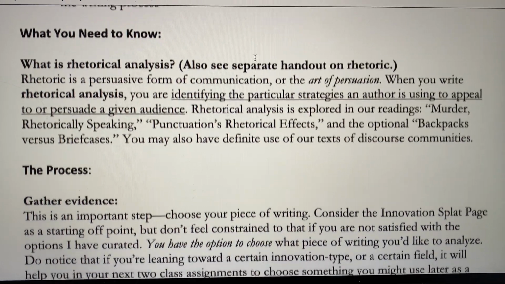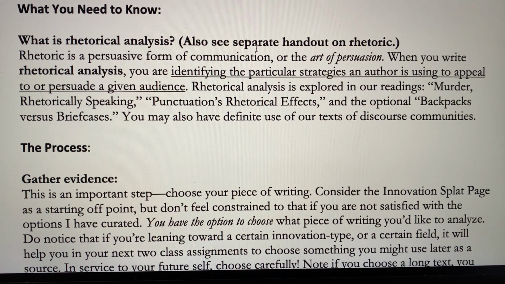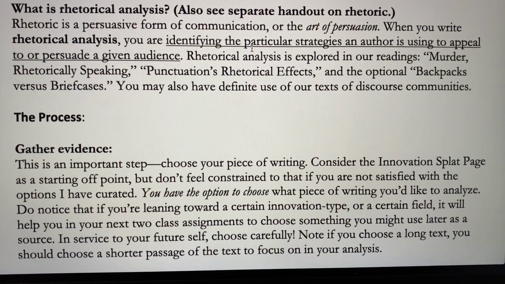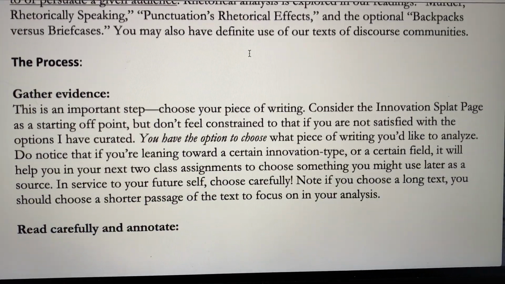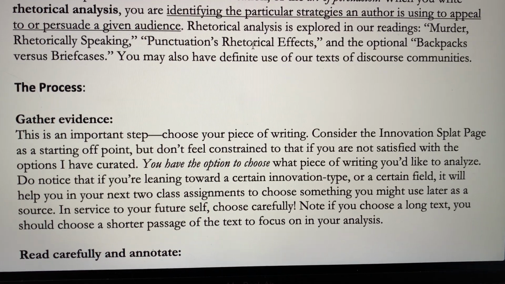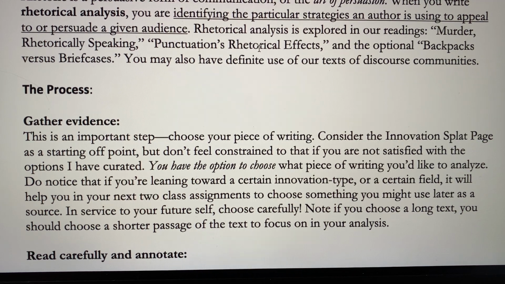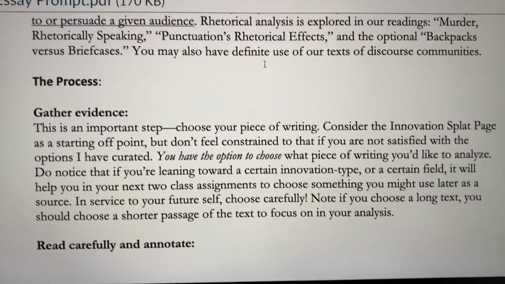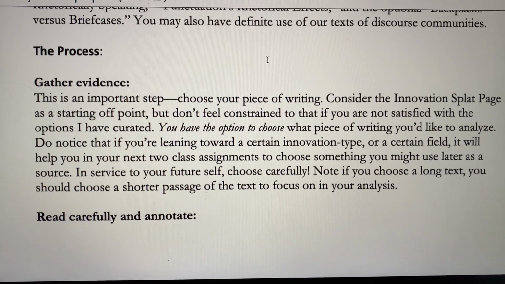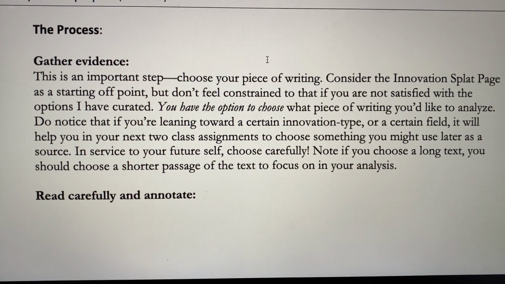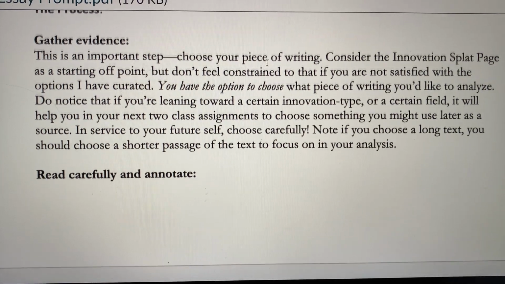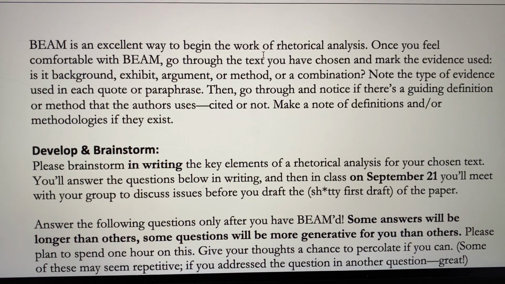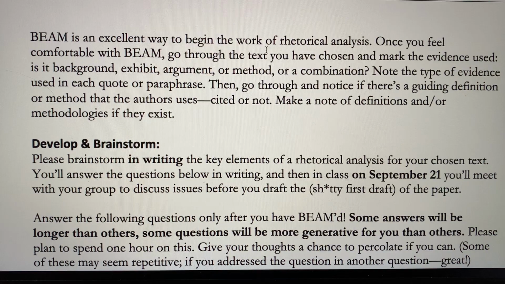What you need to know, you've already learned at least the basis of what is rhetorical analysis and the corners of the rhetorical situation. This is gone over more in your handout, so you can definitely review things like murder rhetorically speaking, read punctuation's rhetorical effects to understand a little bit more. And then there's also the optional reading backpacks versus briefcases. That's in the reading file under WS for writing spaces. So the process is to choose your paper, right? Hopefully you've already taken a look at the splat sheet and made an executive decision.